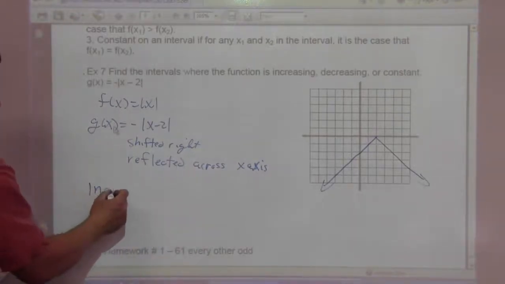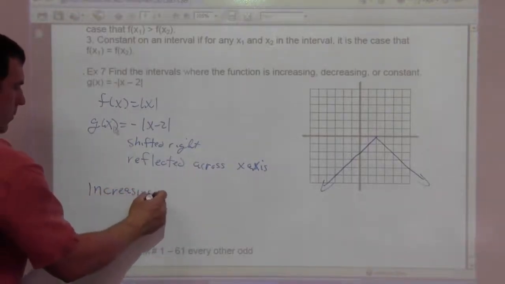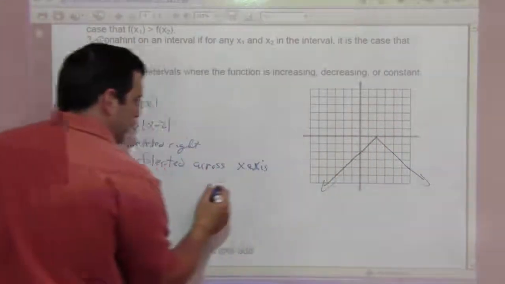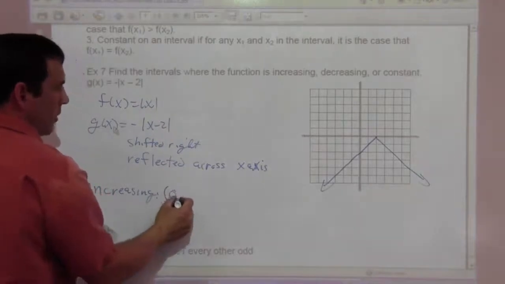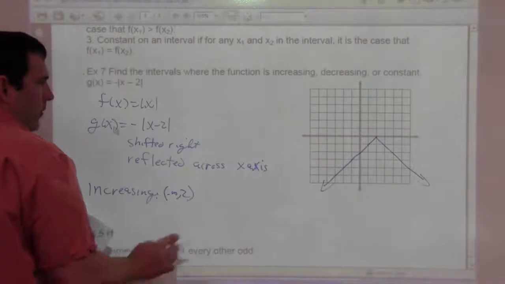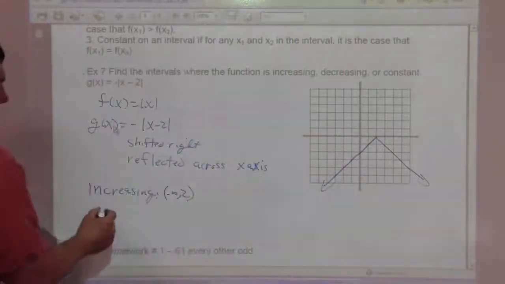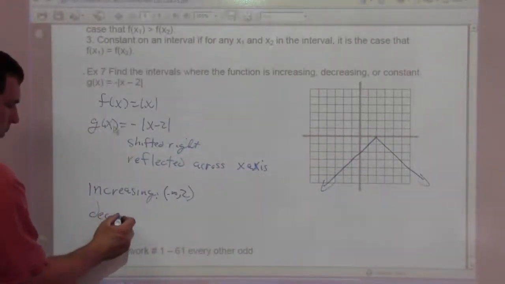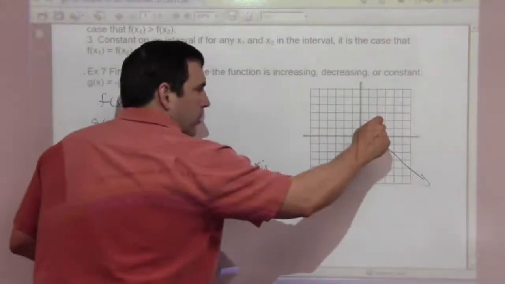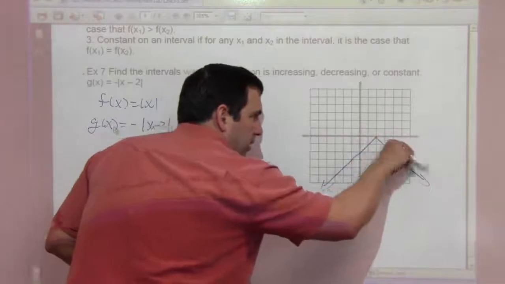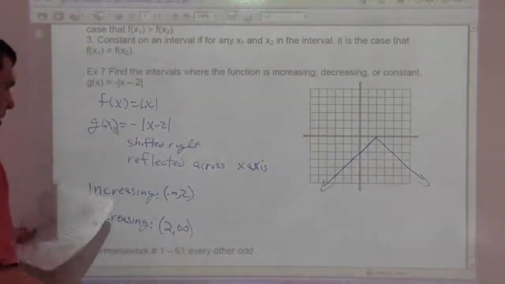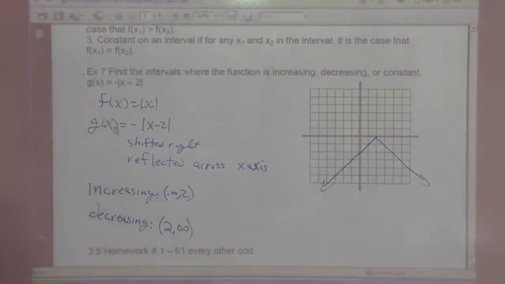This is increasing. It's going up, up, up, up, up to that point. So from negative infinity to 2, it's going up. And then it's decreasing, means it's going down, from x being 2 to infinity. At 2, it's neither increasing nor decreasing.